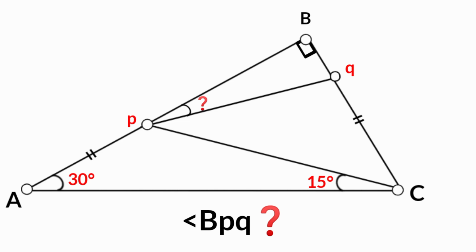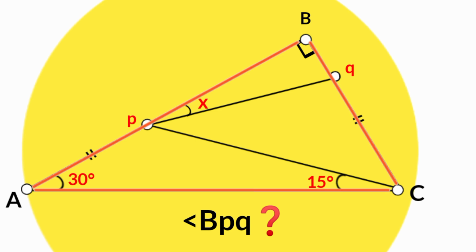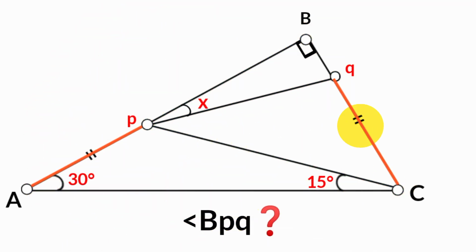Hello, good day friends. In this question, we are to calculate the size of this angle. Let's assume its size to be x. We have this angle to be 15 degrees, this is 30 degrees, and this is a right angle. That is, triangle ABC is a right angle triangle. And lastly, this line AP and this line CQ are equal in length. So how can we solve this?